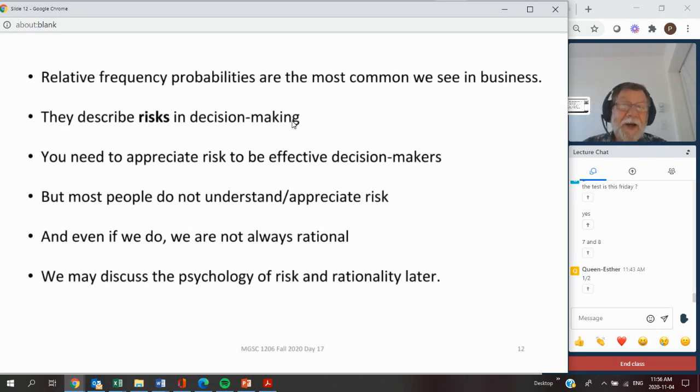Anyway, relative frequency probabilities are the most common we see in business, that generally describe our risk in decision making. They're based upon the data that we've got, and the data may not be valid. If it's historical data, it may be the past doesn't predict the future. If it's survey data, it may be that people didn't do what they said they were going to do, like in those opinion polls. Maybe they said they would vote for Biden, but they were just too embarrassed to say that they were going to vote for Trump.